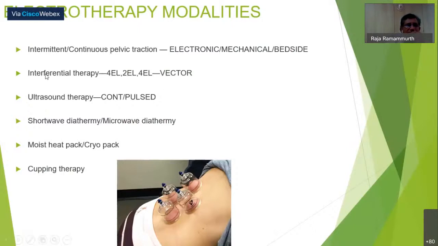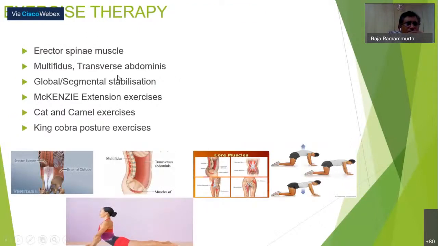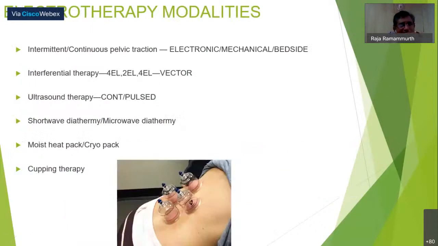Then the next treatment modality, which is very commonly given, is interferential therapy. Interferential therapy can be given as 2-electrode, 4-electrode, and 4-electrode vector. What is the meaning of this? Either 2-electrode or 4-electrode. If you consider 4-electrode, there is 4-electrode 45 and 4-electrode 90. What is the meaning of this? 4-electrode 90 covers the maximum region, 4-electrode 45 covers the smaller region.